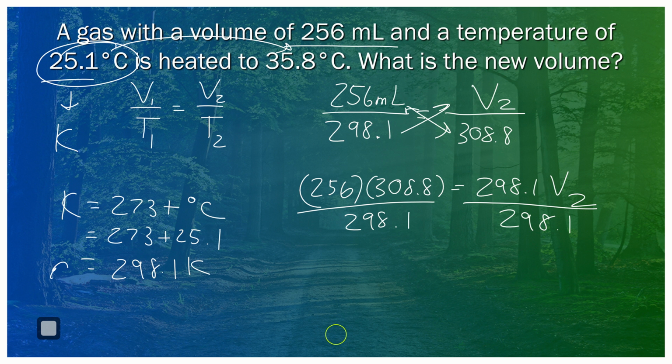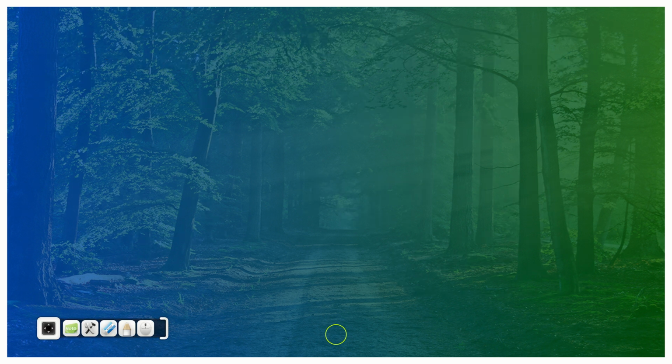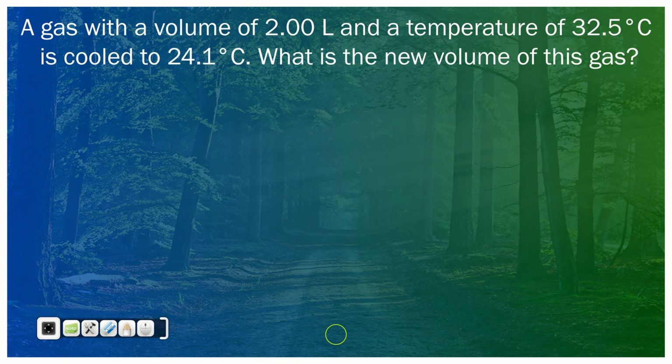I'm getting an answer of V2 equals 265 milliliters, which at least seems reasonable because I am increasing the temperature, so I should be increasing the volume. All right, let's try another one. A gas with a volume, basically the same thing: 2 liters, 32.5 degrees Celsius is cooled to 24.1, so my volume should go down.